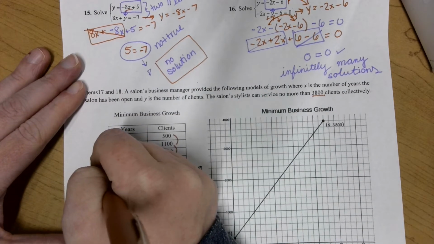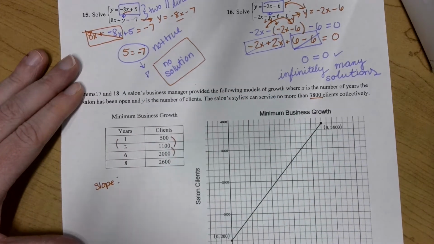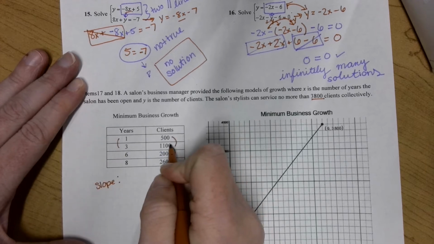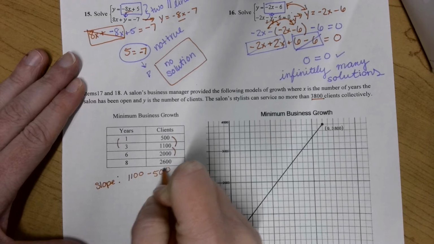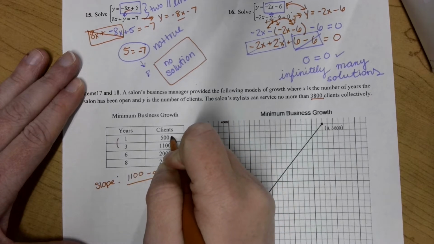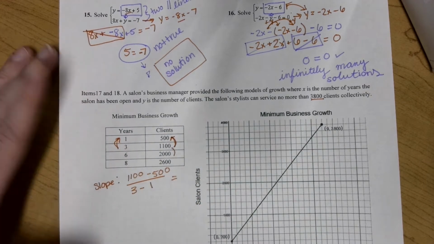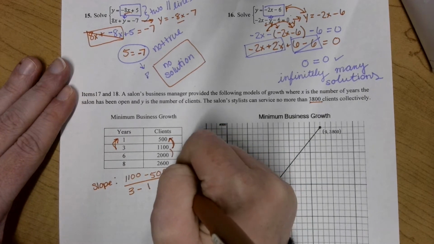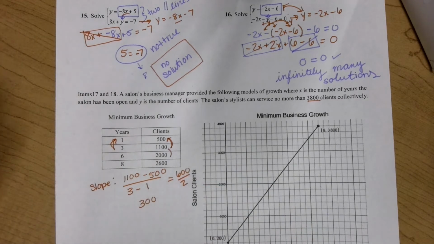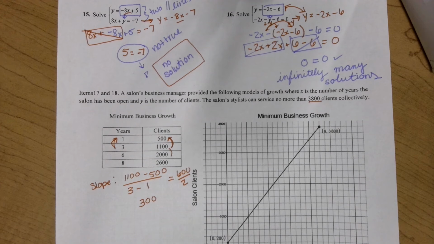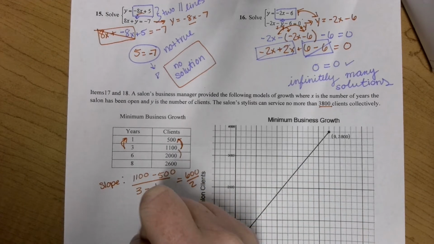If y'all don't remember, your slope is you take your y's and subtract them and divide by your x's subtracted. So if I subtract my y's, we're just going to do the two easiest ones we can. 11,000 minus 500 over 3 minus 1. We're going to go in the same order. And that's going to be 600 over 2. And so my slope, if I divide these, is going to be 300. What that means is that with this business growth model, we'd be adding 300 clients a year. So my slope is 300.